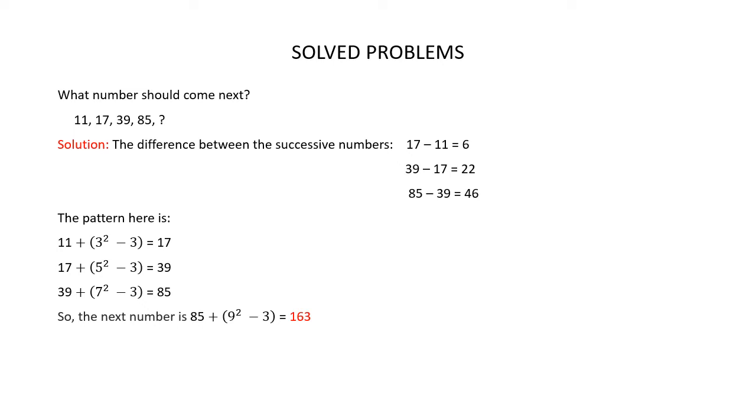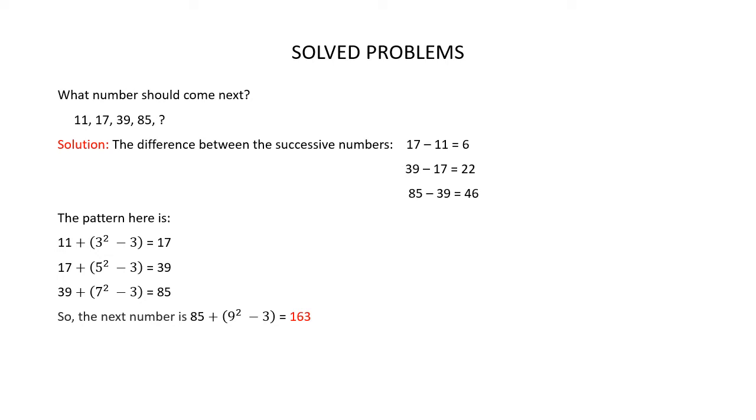22 is closest to 25. 25 is 5 squared. So 22 is 5 squared minus 3. 46 is closest to 49. 49 is 7 squared. So 46 is 7 squared minus 3. So you have found the pattern. 6 is 3 squared minus 3. 22 is 5 squared minus 3. 46 is 7 squared minus 3.